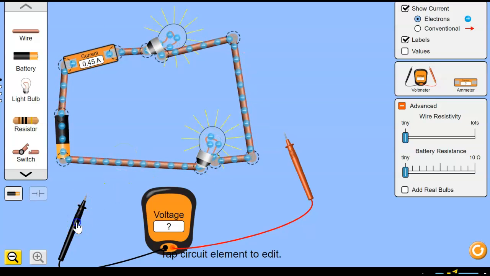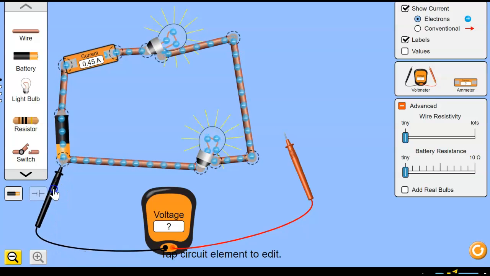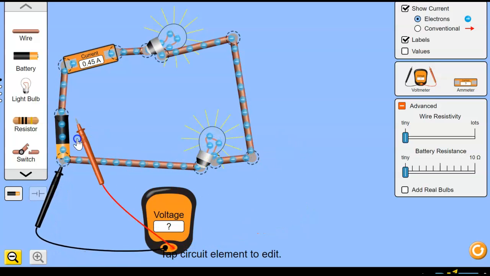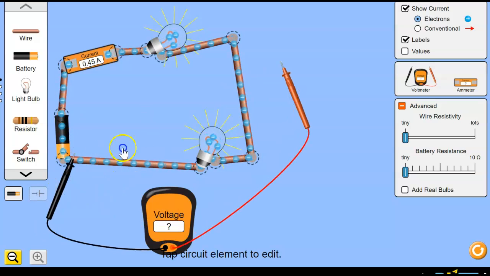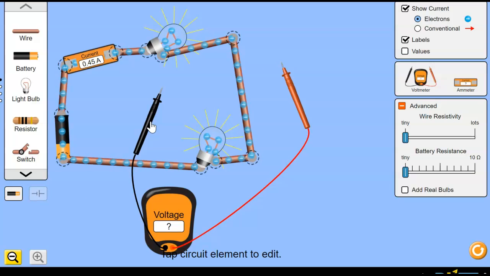All right? Now let's take a look at our battery again. So our battery hasn't changed. It's still the same battery. So it's still going to give every electron 9 volts of energy. But what do you think the voltage of those lamps are? All right, I'll give you a second to think about that.